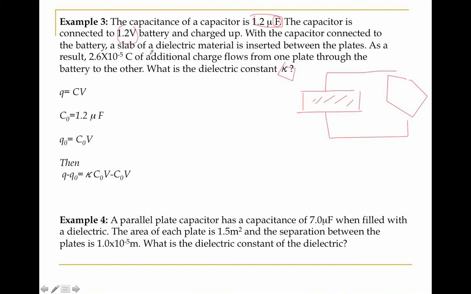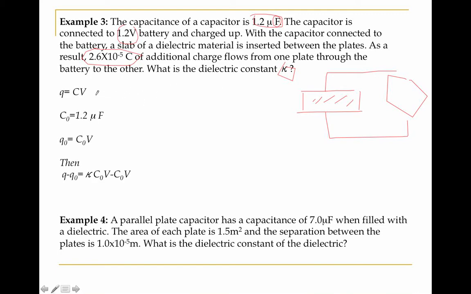Now he told me that as a result there is an increase of the charge. There is an additional charge that we were able to use, which is basically you can introduce more charge because the electric field has gone down. Okay, now how will we do that?